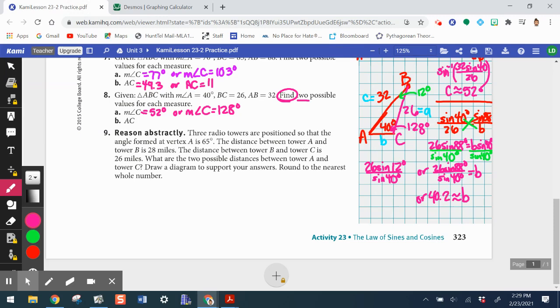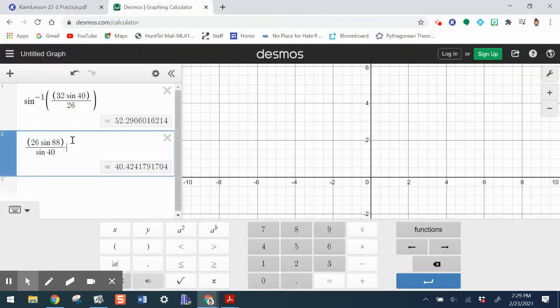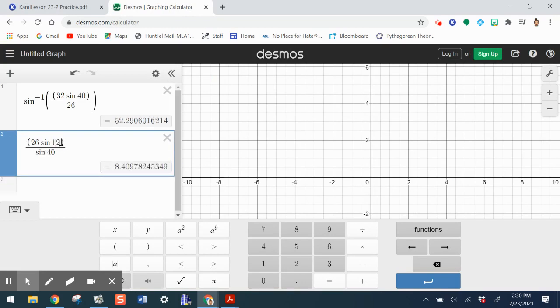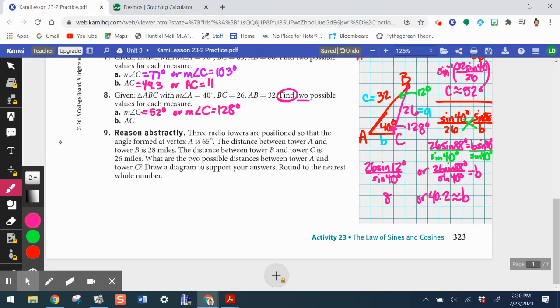Now let's go in and change 88 degrees to 12 degrees. I'm just going to simply go in and change that there. And it is going to be 8.40. The 0 tells the 4 to stay where it is. So the two different measures for B, which is side AC, is 40.2, or AC could equal 8.4.